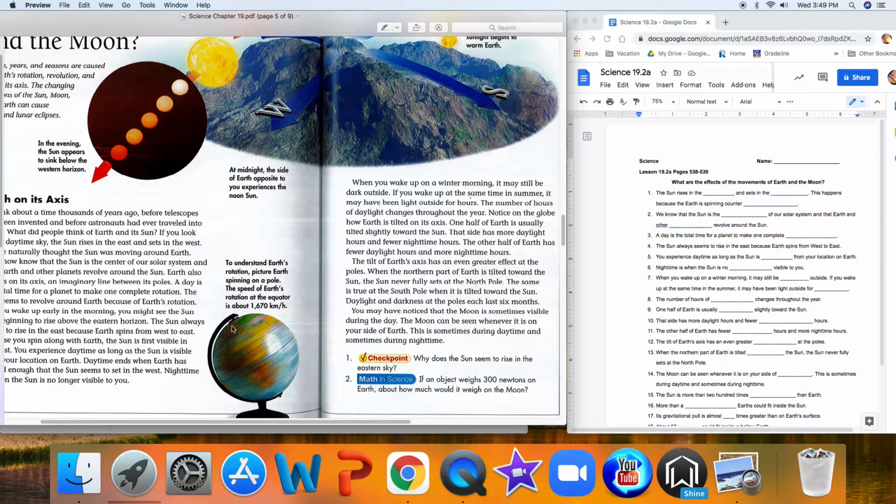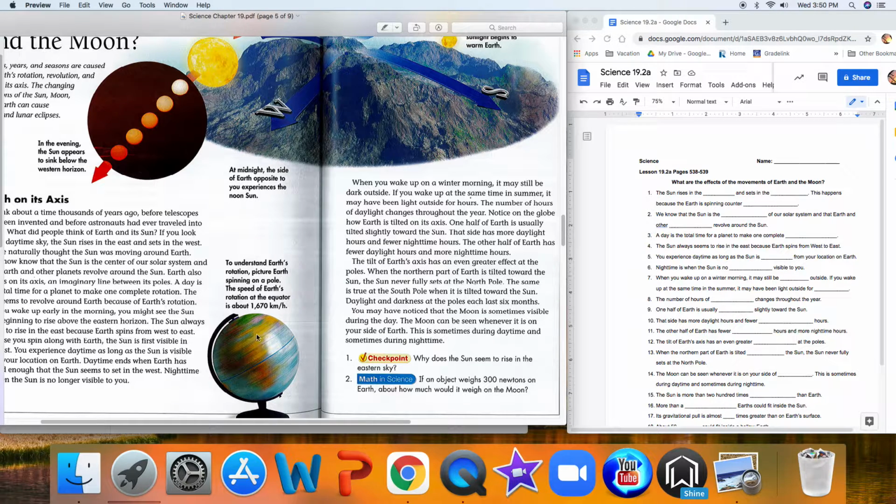So when we're tilted toward it, it's summertime, we get more daylight. When we're tilted away from it, so if the sun would be over here, we in the northern hemisphere would be tilted away, that would be winter. More night, less day. The tilt on Earth's axis has an even greater effect the farther you get to the poles. So the farther we tip away, guys.